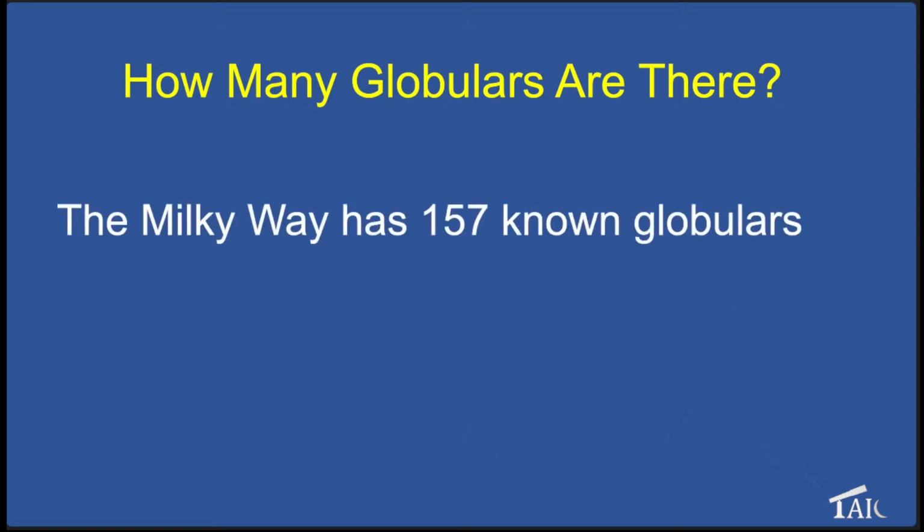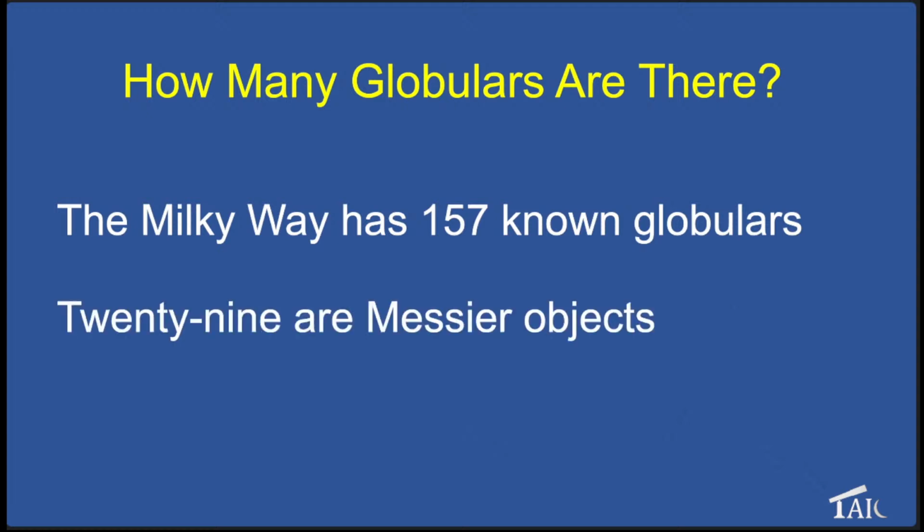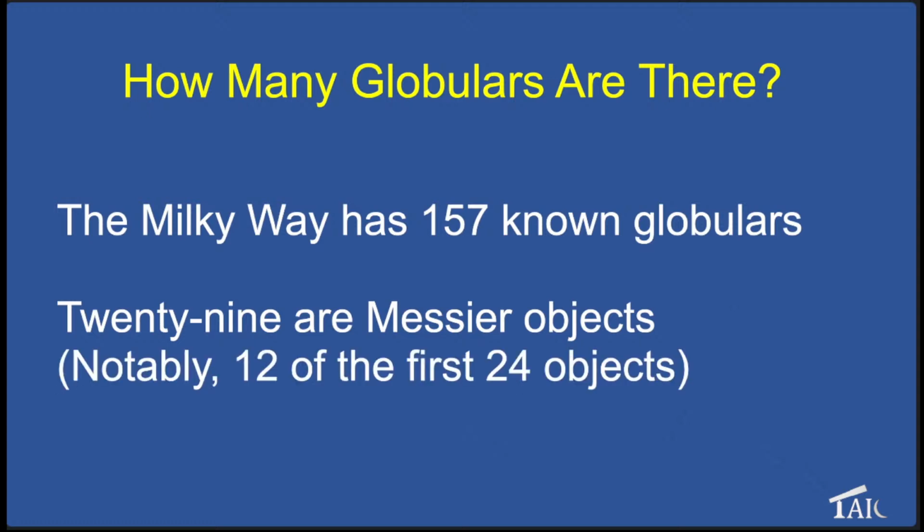The Milky Way has 157 known globulars. Now we believe there are many, many more that we cannot see because the Milky Way itself blocks out our view of them. 29 of these are Messier objects, and although they're spread from M2 all the way up to M107, notably 12 of the first 24 objects in the catalog, a full 50%, are globular star clusters.